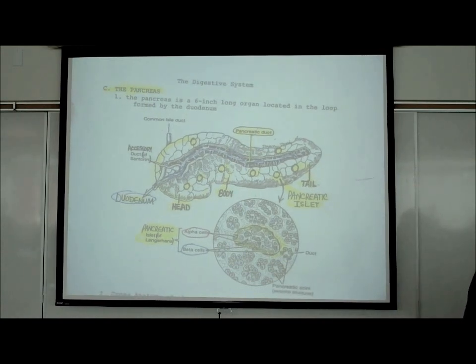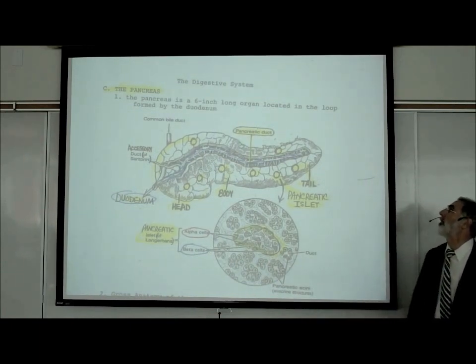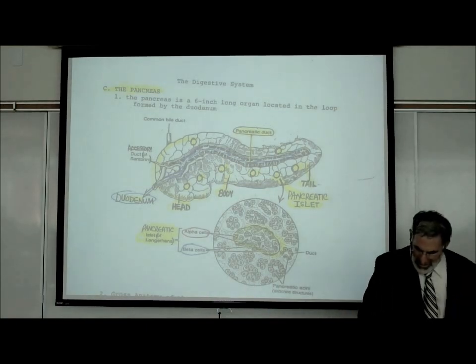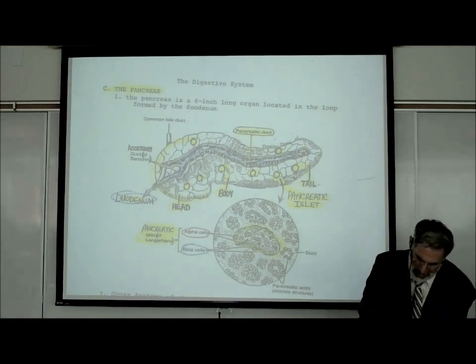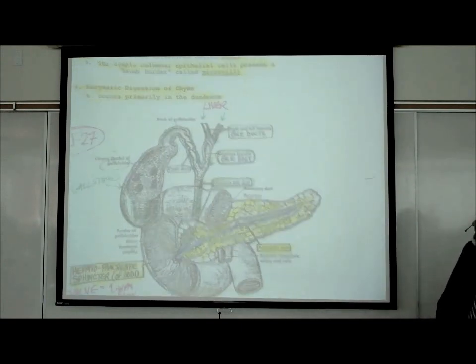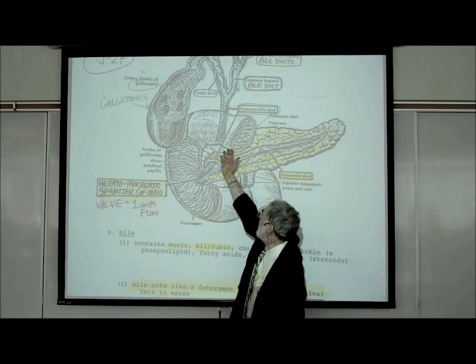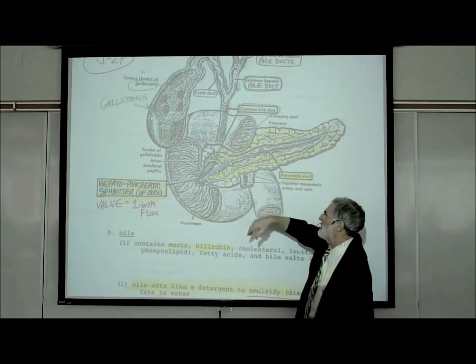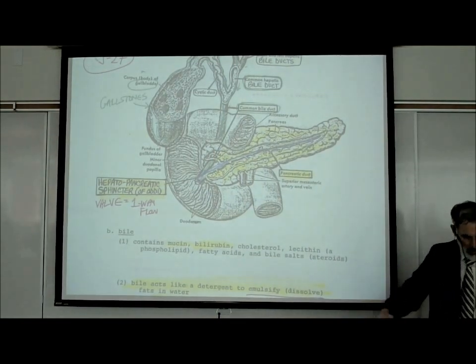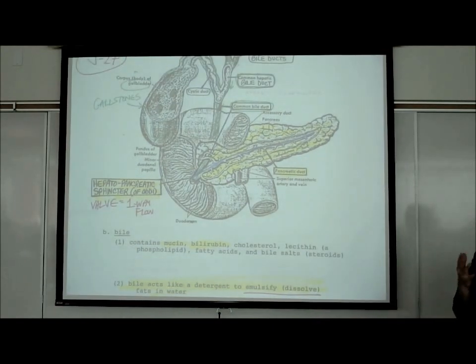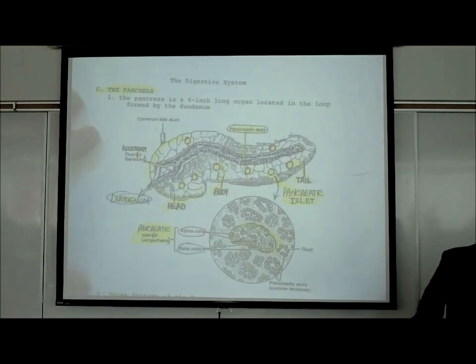All right, so the pancreas is about a 6-inch long organ located in the loop formed by the duodenum. Again, we've had many pictures showing this. In this picture on J27, here's the pancreas fitting right into the loop of the duodenum, and it's located right underneath the stomach. You had a good picture on that page just before J1.